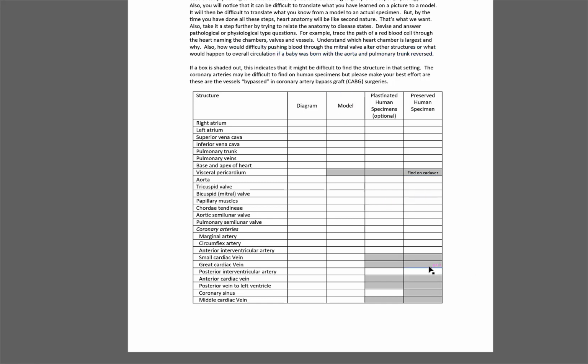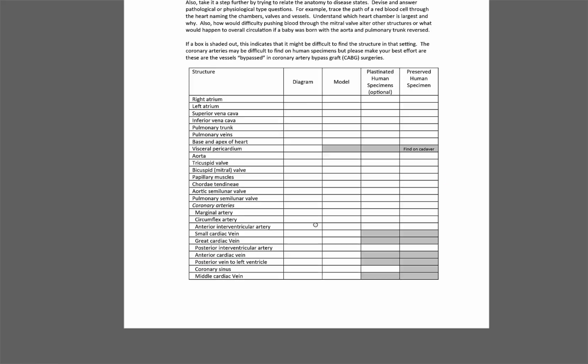Stuff that's in gray is anatomically different. It's kind of interesting to look at human specimens because not all of our arteries and veins around the heart look the same. They can be very different. Sometimes you have two anterior interventricular arteries and things like that. So that's why those are grayed.